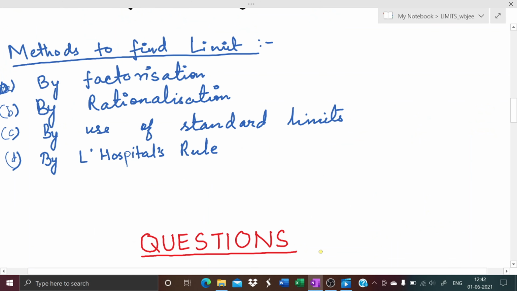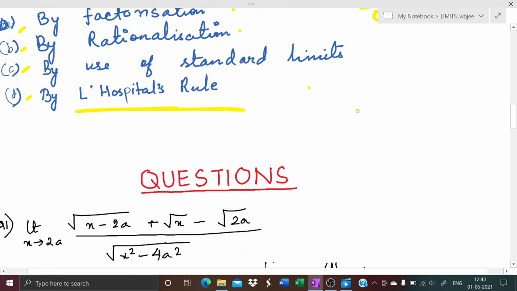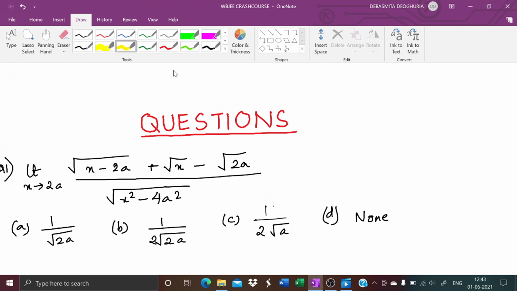We will discuss some of the methods to find limits. That is, all these methods, factorization, rationalization, standard limits, L'Hopital's, are all applicable for 0 by 0 forms. Now, sometimes it will be very difficult to find the limit by L'Hopital's. It can become very clumsy. Suppose you have a big trigonometric expression and some composite function, it will be very clumsy. So you should always try the other three methods. Okay, so now we will start solving the questions.